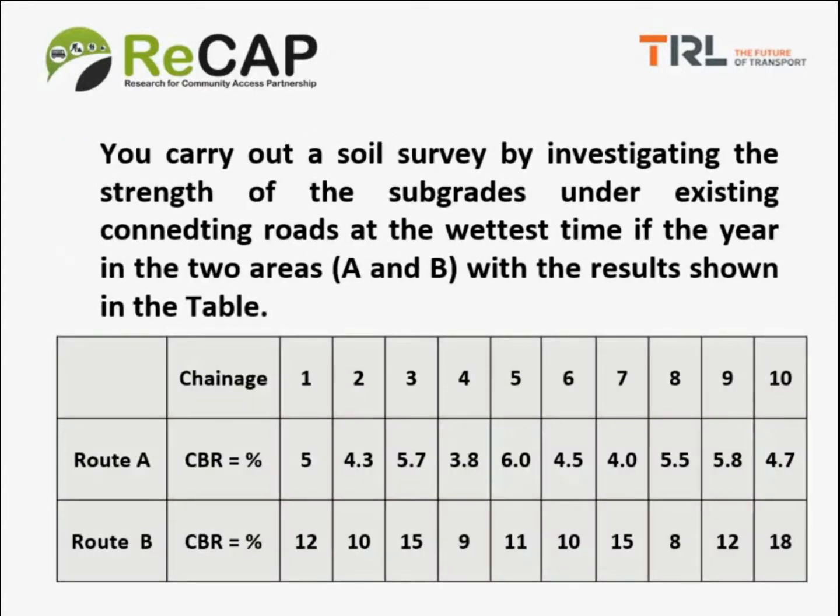Somebody carries out a soil survey by investigating the strength of the subgrades under existing connecting roads at the wettest time of the year. Obviously, this route has been there some time. We're going to put a new road in, but there are other roads in the vicinity on the same subgrade. We've got these results, 10 readings. For Route A, this is the in situ CBR measured along the alignment at 10 different chainages, and Route B the same. So that is the data that we're going to be working with.